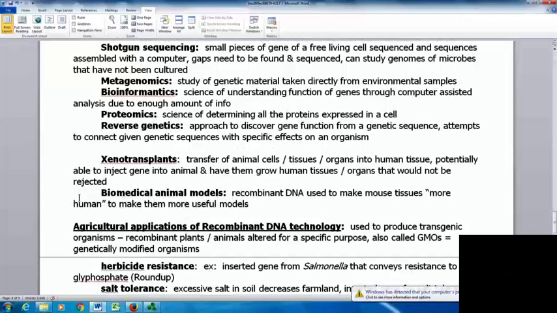The biomedical animal models, these use recombinant DNA to make mouse tissue more human-like. It makes them more useful models because humans are not necessarily good test subjects. If we can make mouse tissue more similar to humans, we can get more accurate testing.